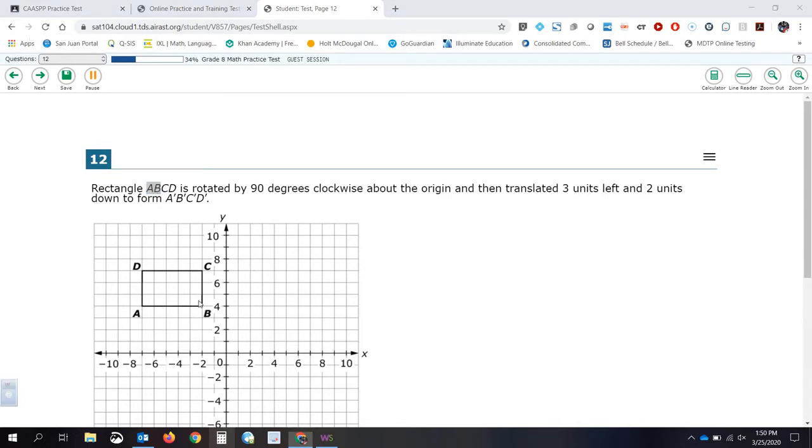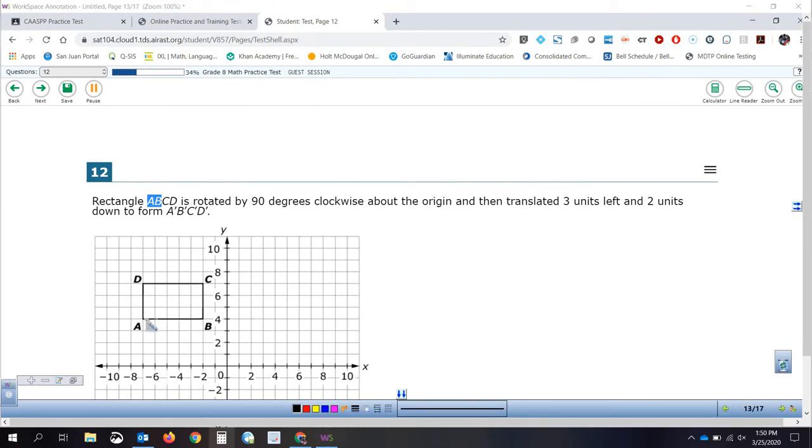All right, so if you want to know the length on the grid, as long as we have a horizontal or a vertical segment, we can just count. So to get from A to B, it's 1, 2, 3, 4, 5 units. Or if you wanted to do it mathematically, it goes from -7 over to -2, and the distance between those, the absolute value of -7 minus -2, is going to turn out to be 5.